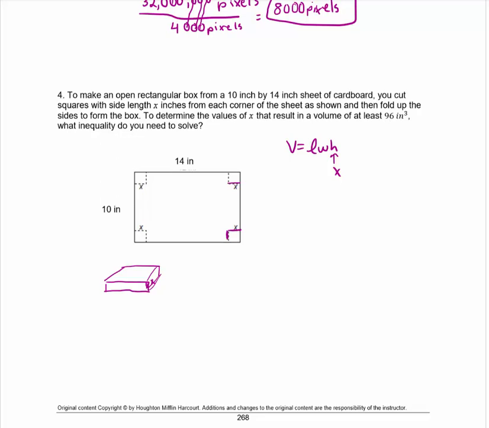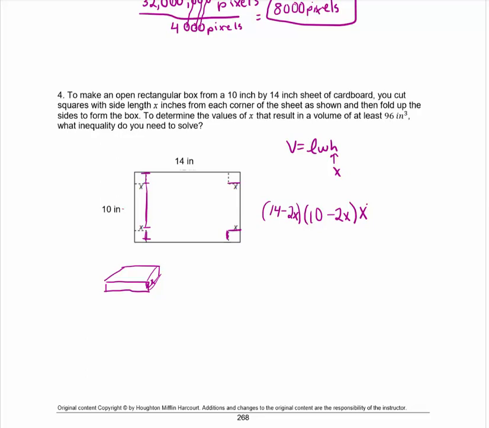And so then we need to think about the two sides, because our sides are not going to be 10 and 14 because we're taking out this x on either side. So this middle part minus these two x's. The middle part here is the 10 minus our two x's that we cut out. So our width is 10 minus two x's. Our length, the same thing. The total length is 14, but we have to take away two x lengths. So that's 14 minus 2x. And then our height is just x.